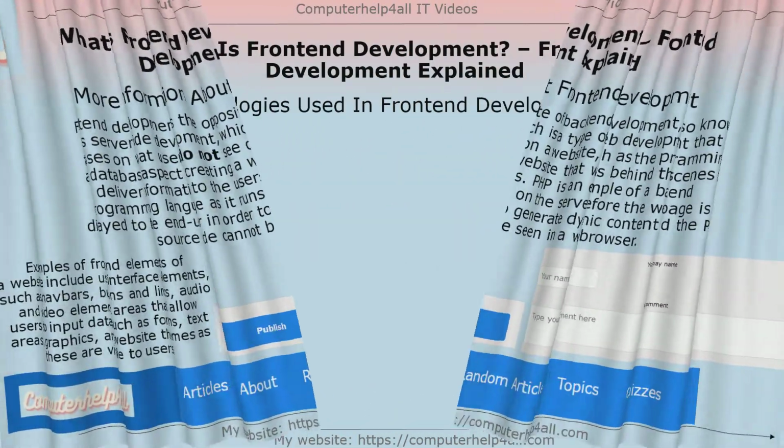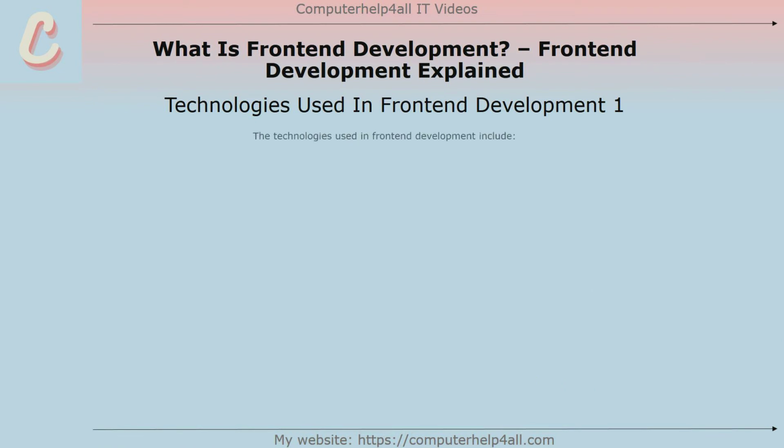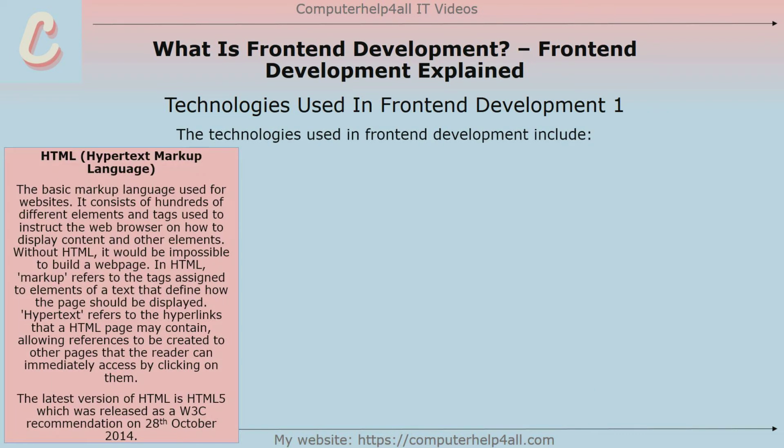Technologies used in front-end development. The technologies used in front-end development include HTML, hypertext markup language. The basic markup language used for websites. It consists of hundreds of different elements and tags used to instruct the web browser on how to display content and other elements. Without HTML, it would be impossible to build a web page.